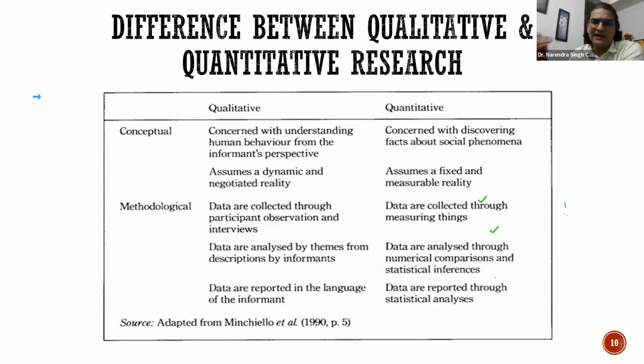Methodologically, data is collected through participant observation and largely with the help of interviews. Data collected through questionnaires. Data are analyzed by themes from the description by informants. For example, I'm conducting an interview, and with the help of the interview, I'm trying to make sense out of it. Data are analyzed using numerical comparison and statistical inferences, especially in the quantitative approach. While in the qualitative, data report the language of the informant. So I'm not diluting the quotes of the respondents.